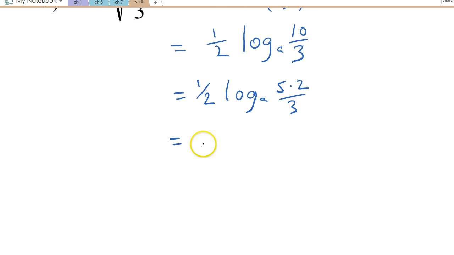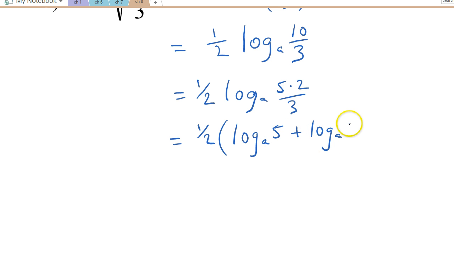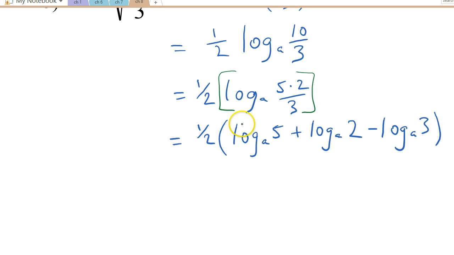So now breaking this up into 3 logs, 1/2 times log base a of 5 plus log base a of 2 minus log base a of 3. Okay, and since this 1/2 is multiplying by this whole log, that's why I need these brackets here. Okay, so let's figure it out.